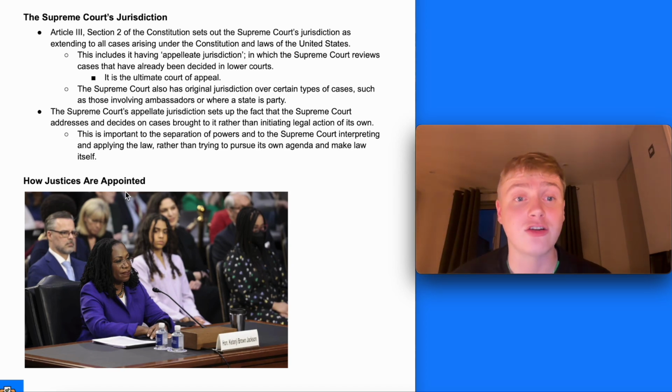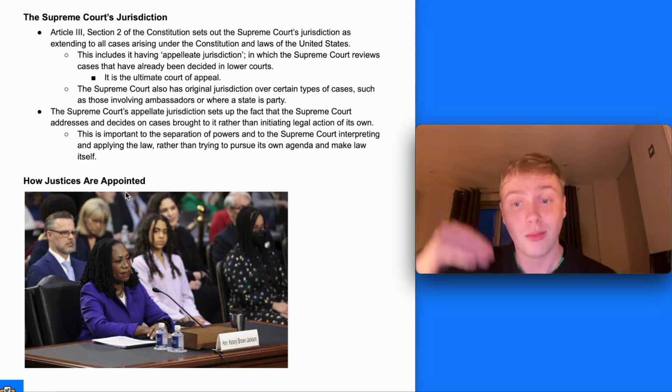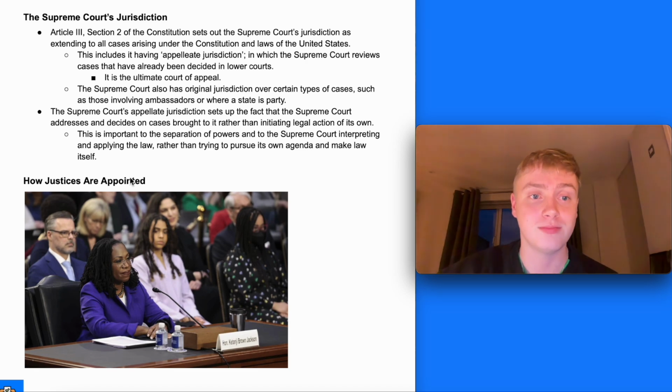The Supreme Court also has original jurisdiction over certain types of cases, such as those involving ambassadors or where a state is party. So that's where it goes to the Supreme Court immediately, rather than coming to the Supreme Court through appeals from lower courts.